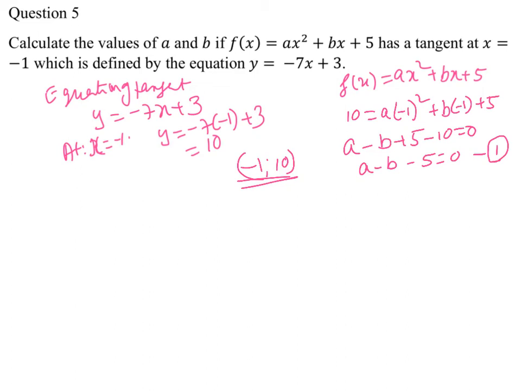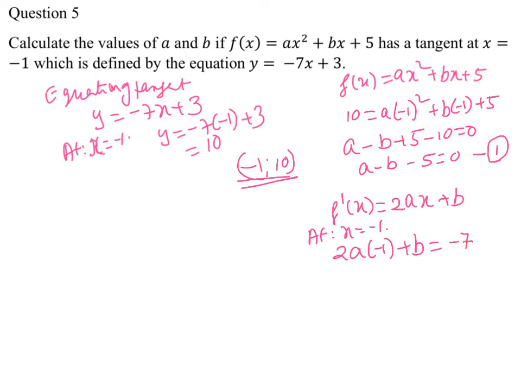Now I have to find the second equation. To find the second equation, I'll differentiate. f prime of x is equal to 2ax plus b, being careful that the derivative of ax squared is 2ax. This is my first derivative. At x equals -1, it will be equal to the gradient. So 2 times -1 times a plus b will be the gradient of the tangent, which is equal to -7. So my second equation is -2a plus b equals -7. This is my equation number 2.